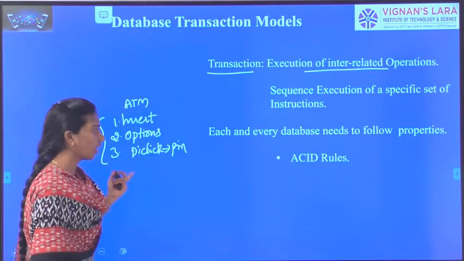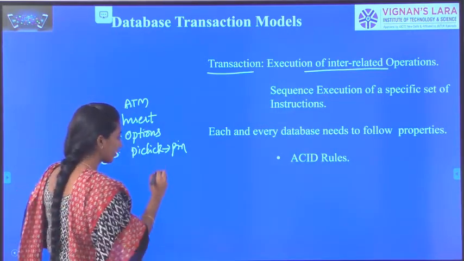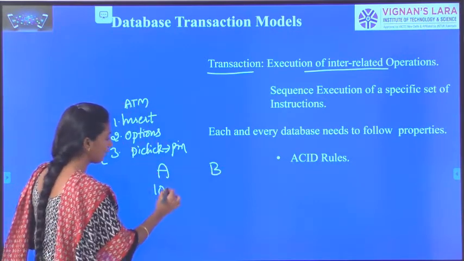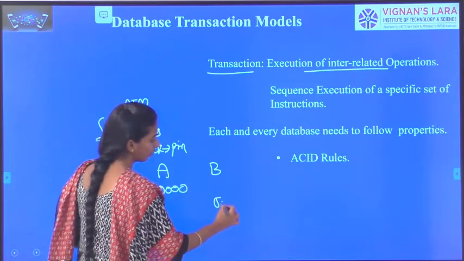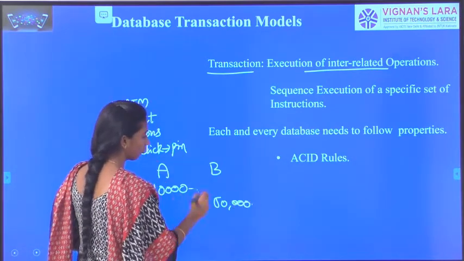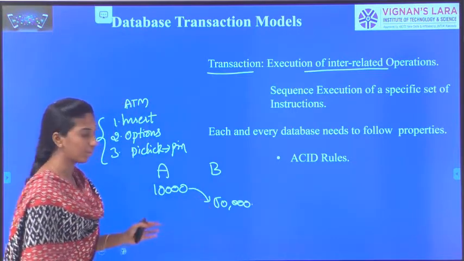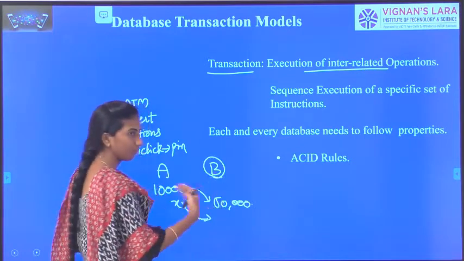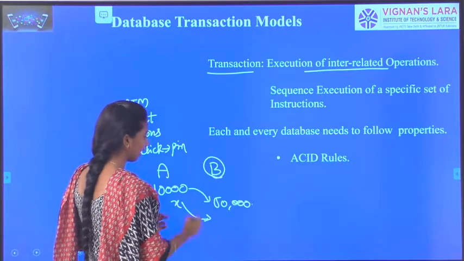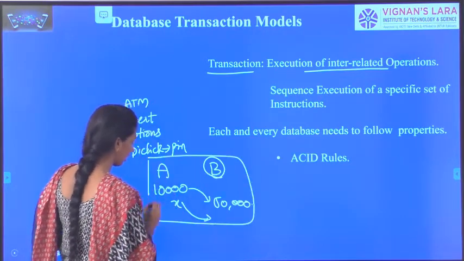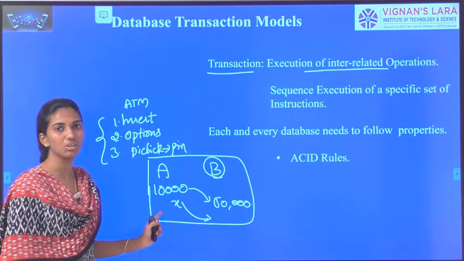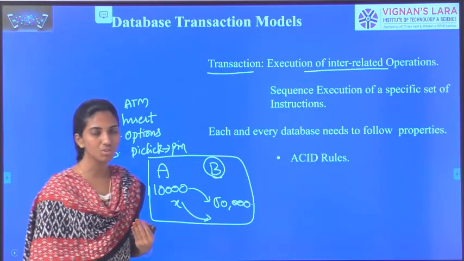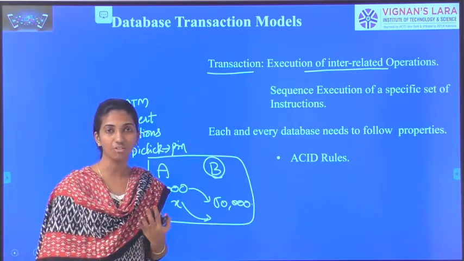So here this is not an interrelated operation, but if we take a bank statement, right? If we have two users A and B, and A has an account balance of some 10,000 and B has an account balance of some 50,000. Okay, and A wants to credit some amount to B, like some X amount. So what we need to do initially, we'll add this account into our mobile and we'll start transferring the data. That means two interrelated operations that are taking place simultaneously is called a transaction. Okay. So whatever operations we perform on the database is called a database transaction model.